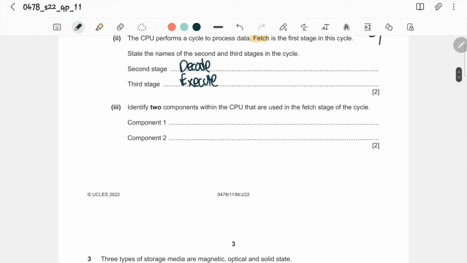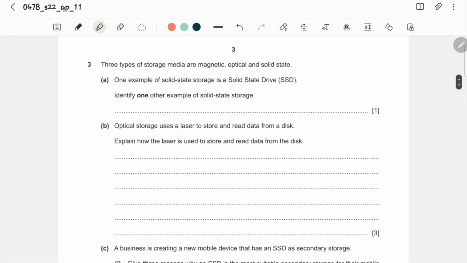Identify two components within the CPU that use this. Now you can just give any types of buses that you need. So here you would just say MAR. The full form of MAR is memory address register. You could even say PC, which means program counter. You can say any of the buses like address bus, data bus, control bus. All of that will be correct because they are components of the CPU. So that should be correct.